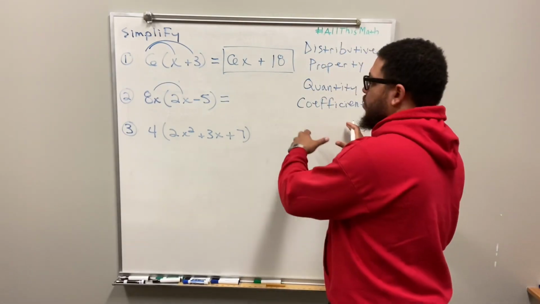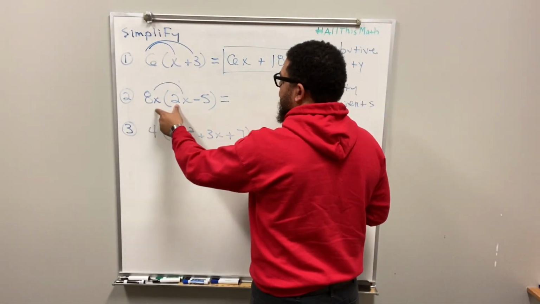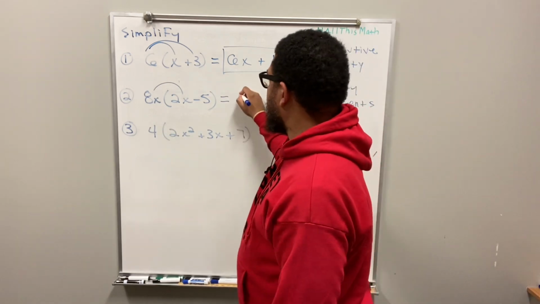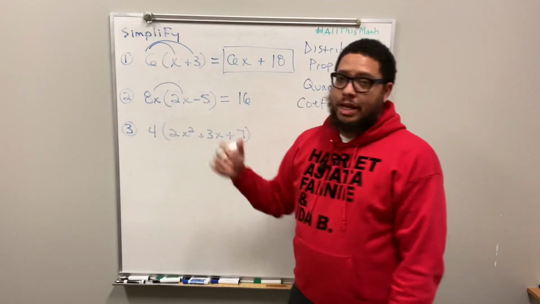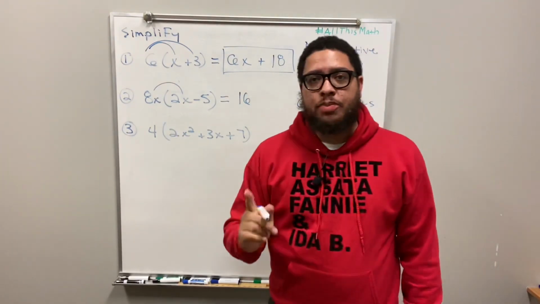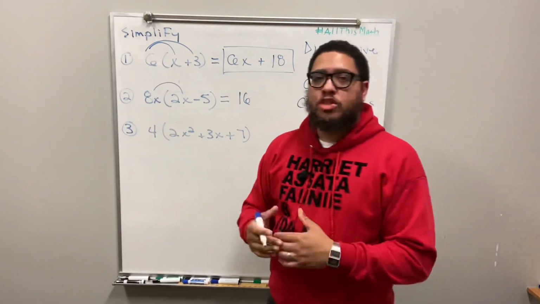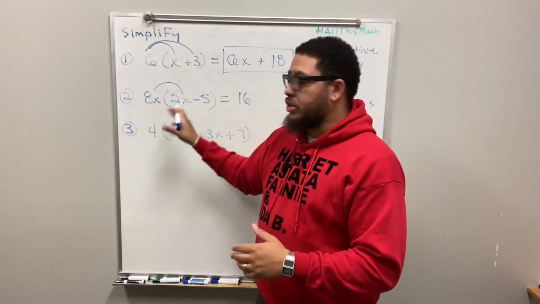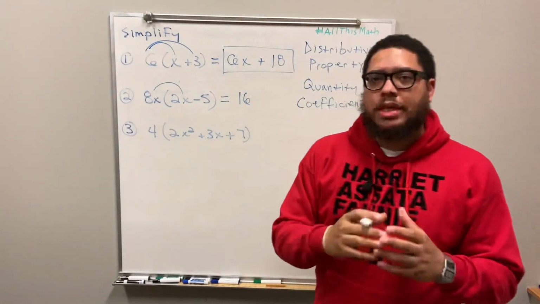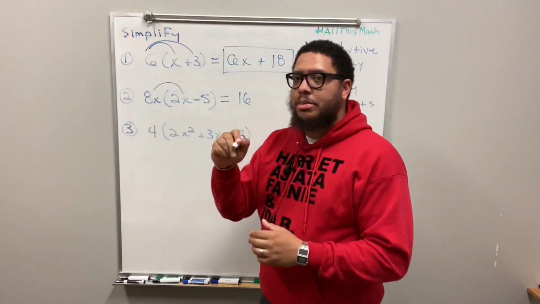Now, we multiply the coefficients first. So 8 times 2 is going to give me 16. And then we multiply x times x. We multiply the x's together. Now, exponent rules say this. When you're multiplying terms and they're the same term, in this case, x and x are the same term, you take their exponents and you add them together.